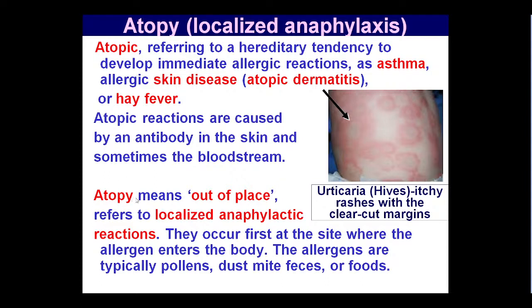Atopy, this term, means out of place, and refers to localized anaphylactic reactions that may be localized in different organs of the human body, not only in the skin. In some people, they are localized in the skin, in other people, in the airways, causing asthma. In a third variant, diarrhea is prevalent when these mast cells sensitized by immunoglobulin E occur in the submucous tissues of the intestinal tract. Atopy means out of place. In different people, symptoms may be different. Localization of the inflammatory process may be different.